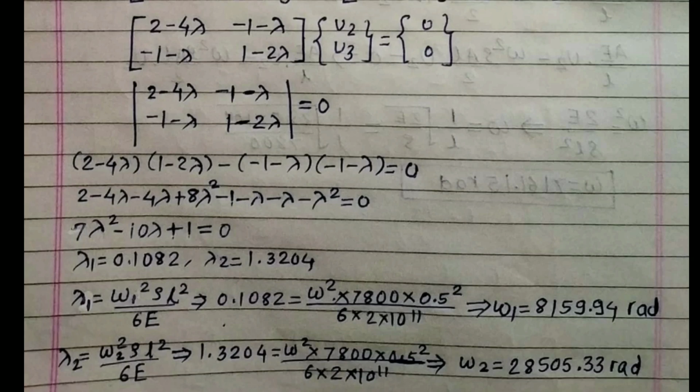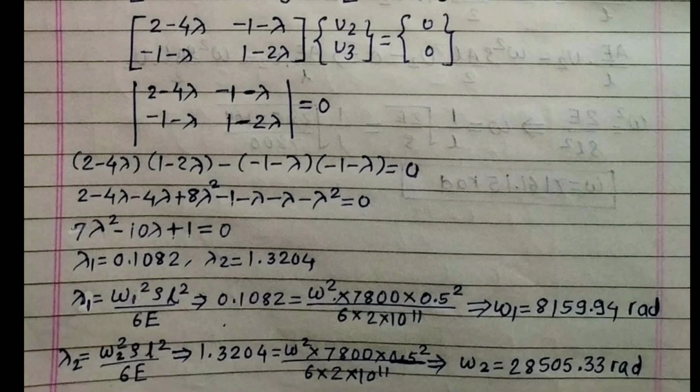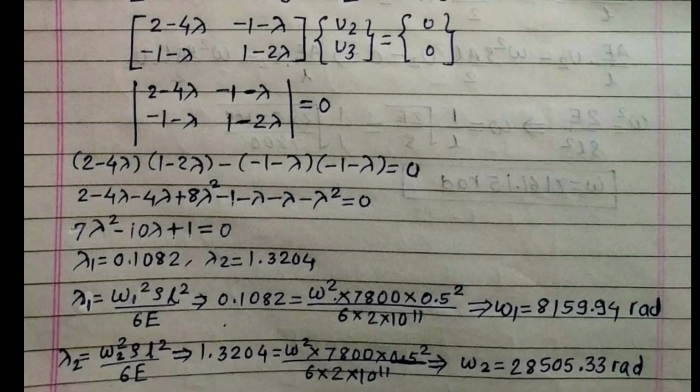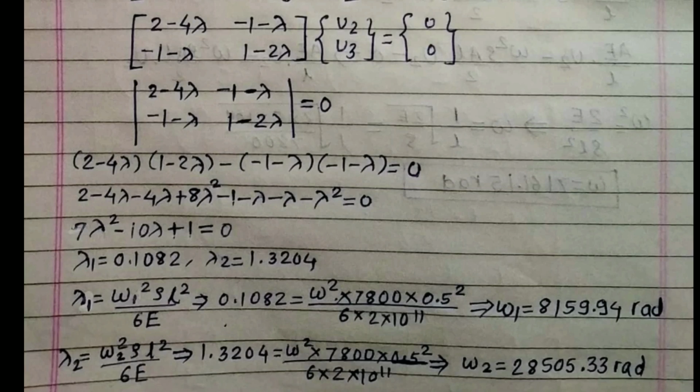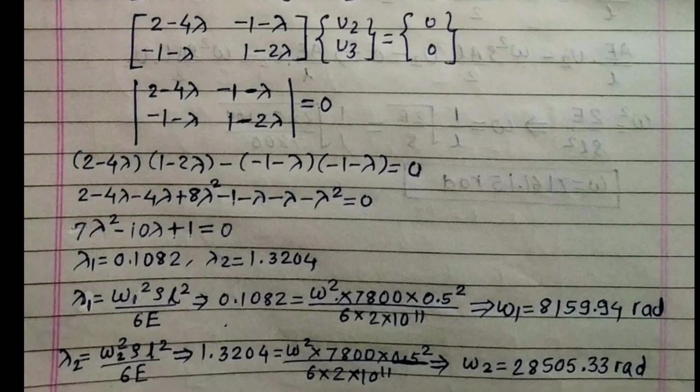If the equation is in this form, I can write the determinant of 2 minus 4 lambda, minus 1 minus lambda, minus 1 minus lambda, 1 minus 2 lambda, is equal to 0. So I can cross multiply: 2 minus 4 lambda into 1 minus 2 lambda, minus minus 1 minus lambda into minus 1 minus lambda, is equal to 0. So I will get 2 minus 4 lambda minus 4 lambda plus 8 lambda square, minus 1 minus lambda minus lambda minus lambda square, is equal to 0. So 4 lambda square minus 10 lambda plus 1 is equal to 0.